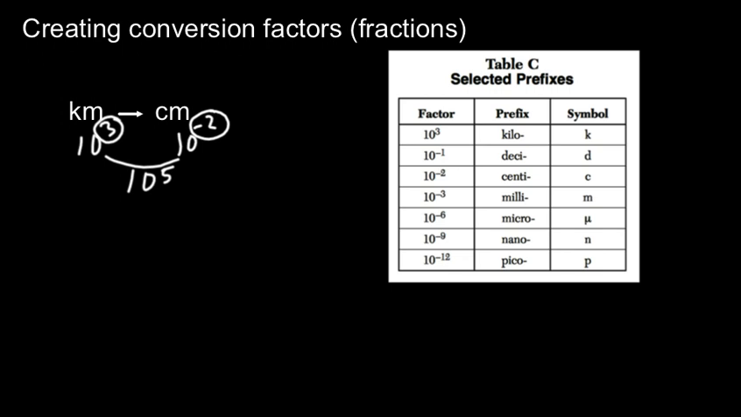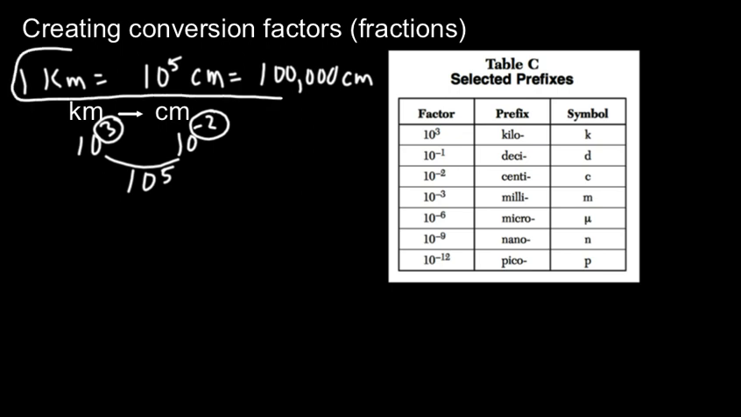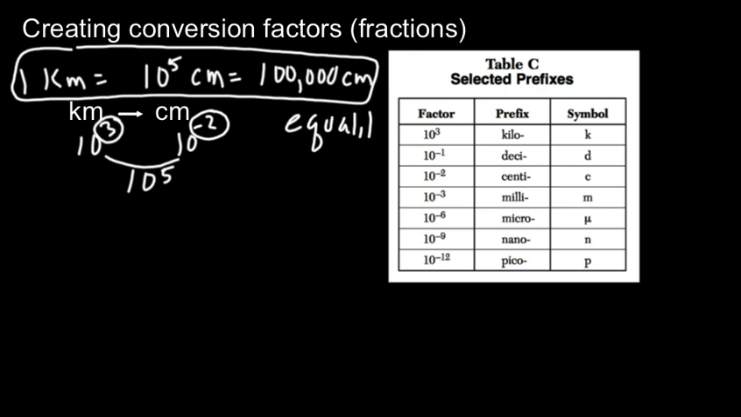Well, what this means is that 1 kilometer, and I'm going to put a 1 in front of the kilometer because it's the larger of the two units. So 1 kilometer has 10 to the 5th centimeters, which of course is 100,000 centimeters. All right. So what you are going to do is use this equality. Basically, this is what we're going to refer to as the equality.